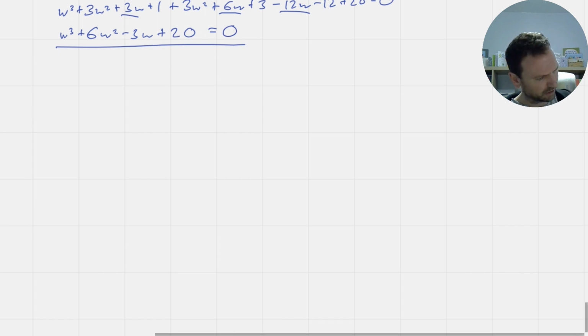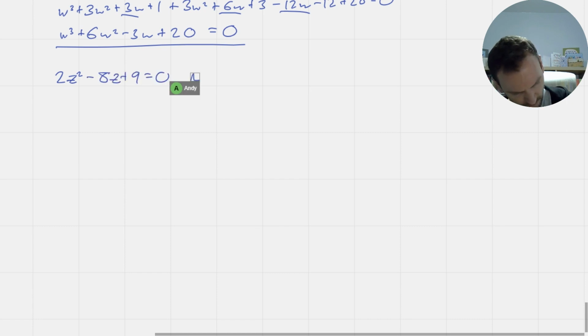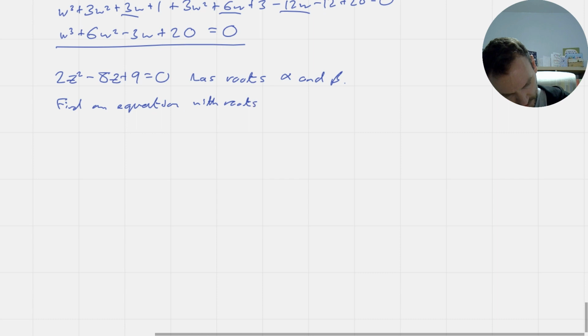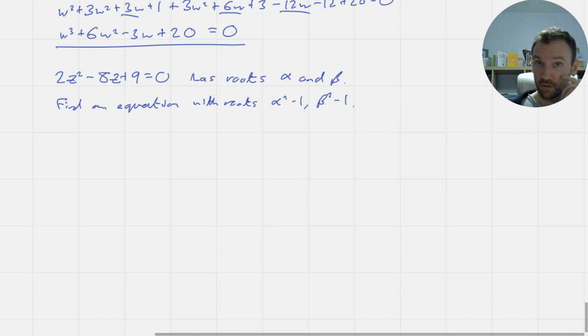The situation I want to look at here is, let's consider just a quadratic this time. Let's imagine we've got the equation 2z squared, subtract 8z plus 9 equals 0. We'll say that has roots just alpha and beta. No gamma this time because we've only got 2 roots. And we want to find an equation with roots alpha squared subtract 1 and beta squared subtract 1.